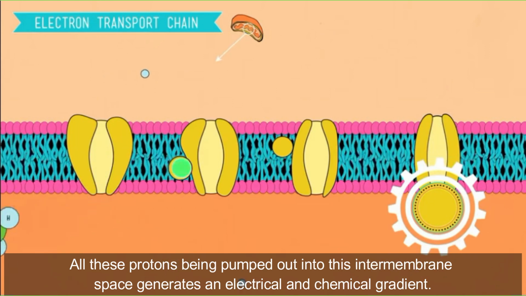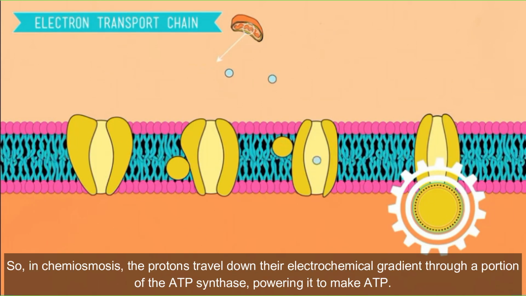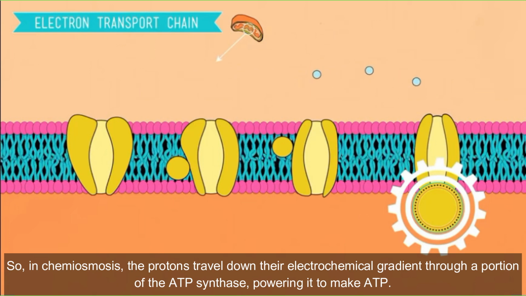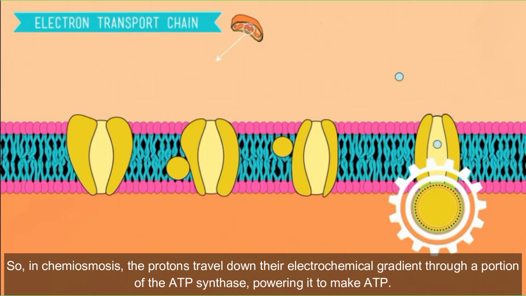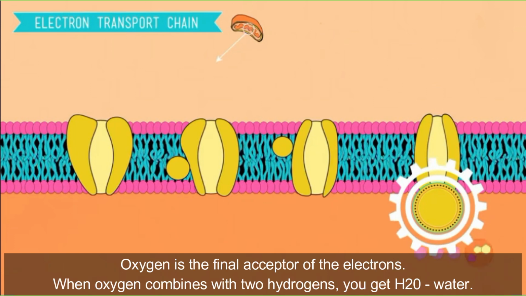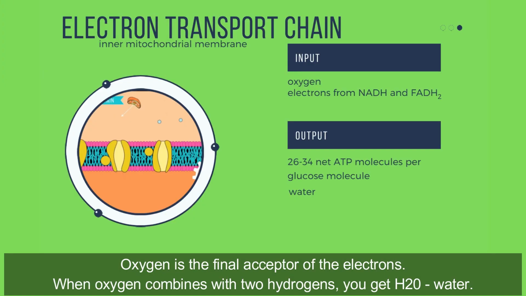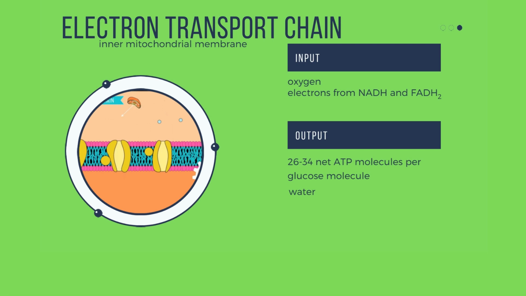So, in chemiosmosis, the protons travel down the electrochemical gradient through a portion of the ATP synthase, powering it to make ATP. So, oxygen is the final acceptor of the electrons. When oxygen combines with 2 hydrogens, you get H2O, which is water.